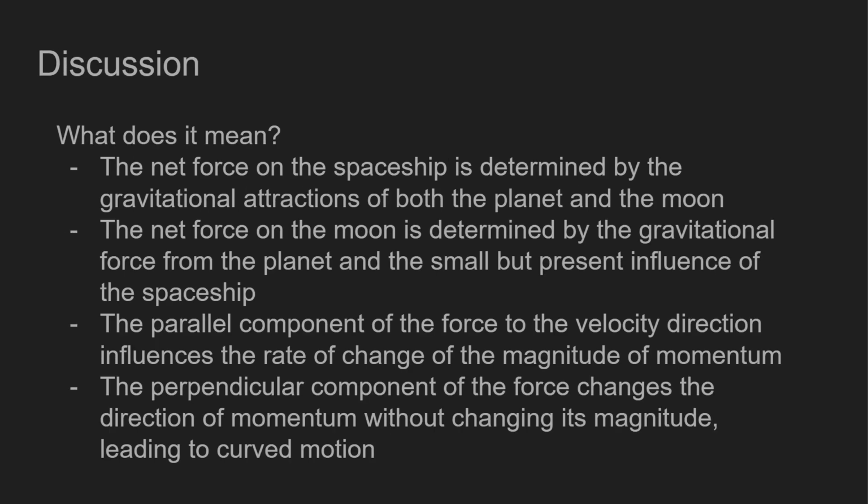So for the discussion, what does this mean? The net force on the spaceship is determined by the gravitational attraction of both the planet and the moon. The net force on the moon is determined by the gravitational force from the planet, and the present influence of the spaceship. And the parallel component of the force to the velocity direction influences the rate of change of the magnitude of momentum. And the perpendicular component of the force changes the direction of momentum without changing its magnitude, leading to curved motion.